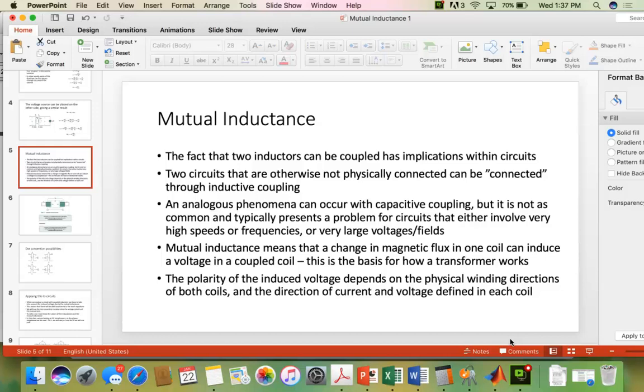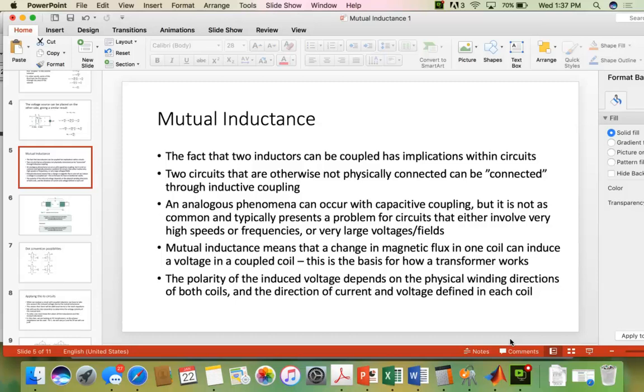One example of inductive coupling is that many of you probably have systems where you can take your cell phone and just lay it on a surface that's designed to charge the cell phone without plugging the cell phone in. That's an inductively coupled circuit. An analogous phenomenon also occurs with capacitive coupling, but it's not as common. And usually we only have a problem with capacitive coupling where we have circuits that involve either very high speeds or frequencies, or very large voltages and fields.